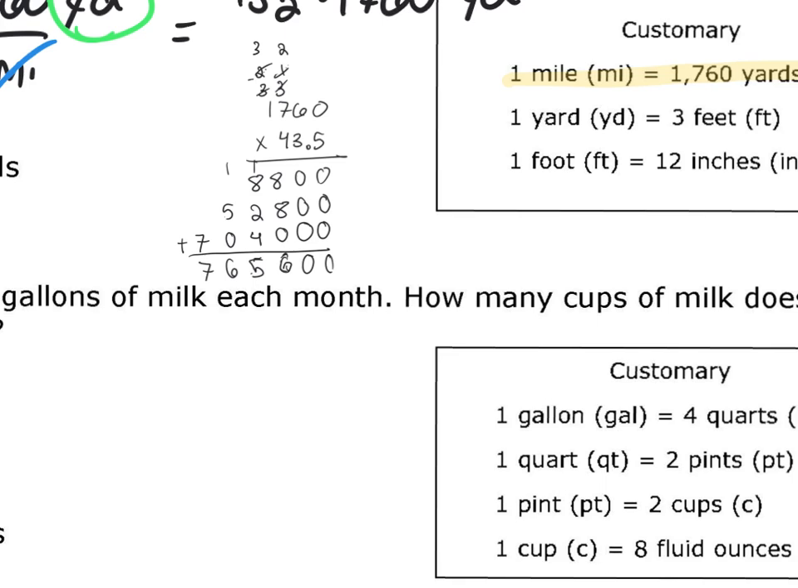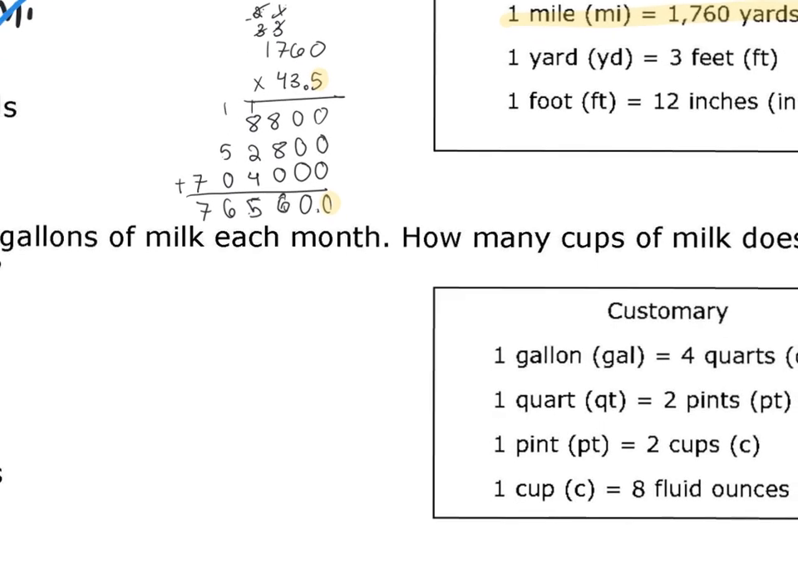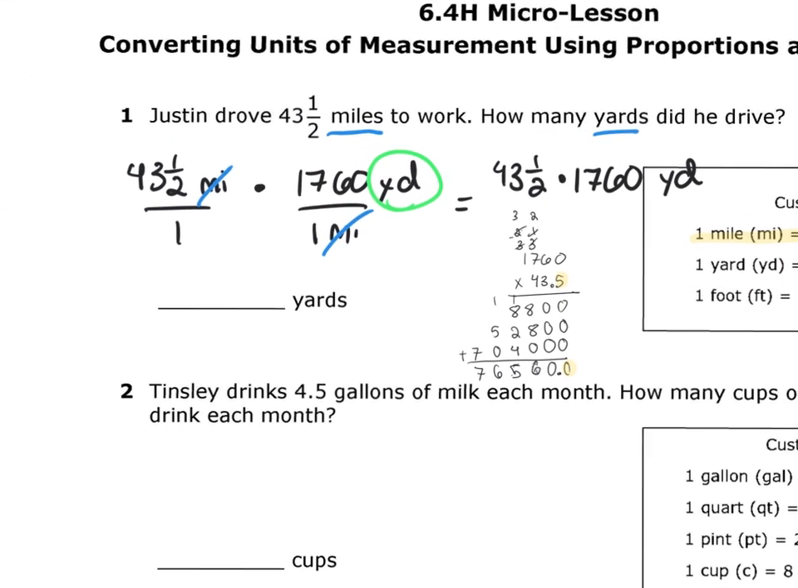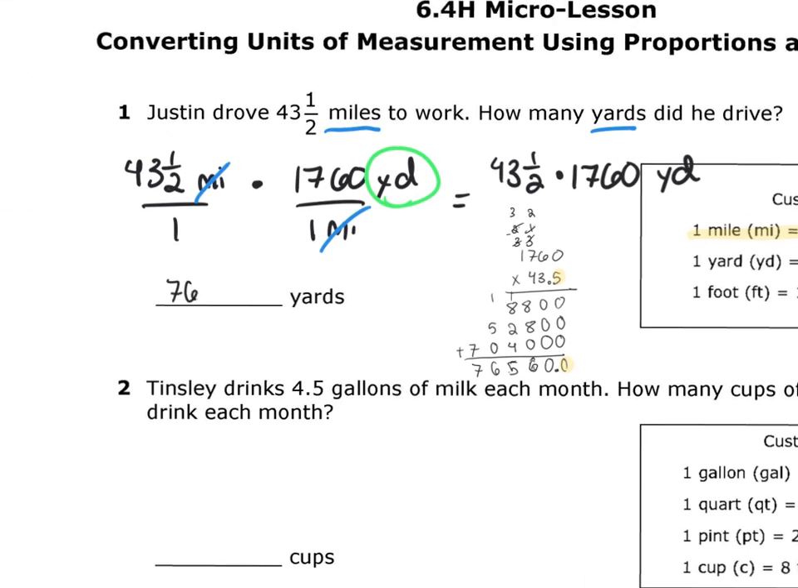Okay, so where does my decimal go? Let's talk about this. I have one number behind the decimal place in my factors, which means I'm going to have one number behind the decimal place in my product. So my decimal goes right here between these two zeros. There we go. So my answer then is 76,560 yards.